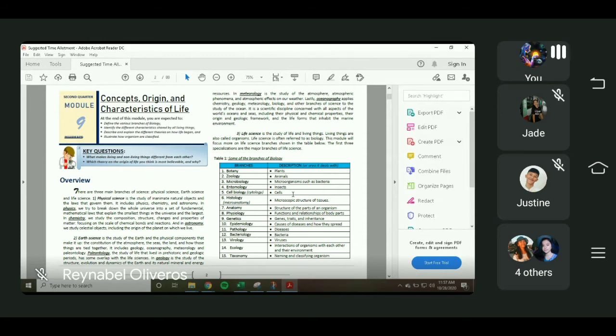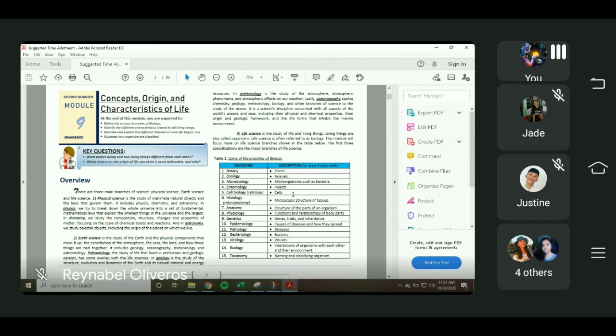Then epidemiology is about the different causes of disease and how they spread. Yan, kagaya na lang ng coronavirus, di ba? Saan nga ba nakukuha ang coronavirus at paano nga ba ito kumakalat, ano? Then next is the pathology, which is we will talk about more on diseases.